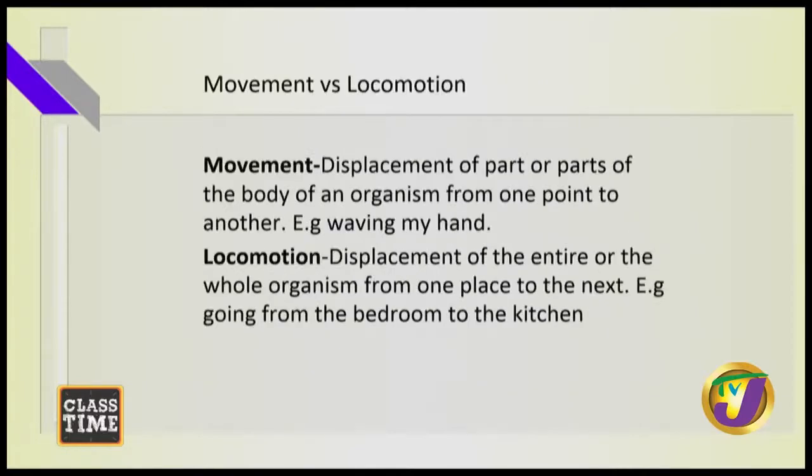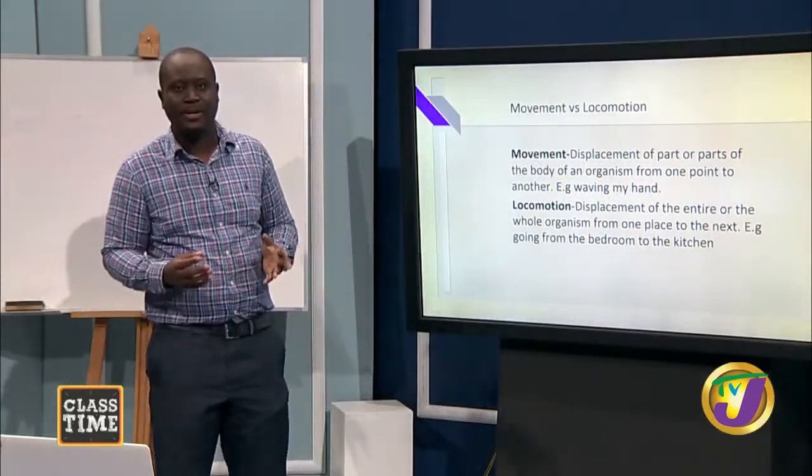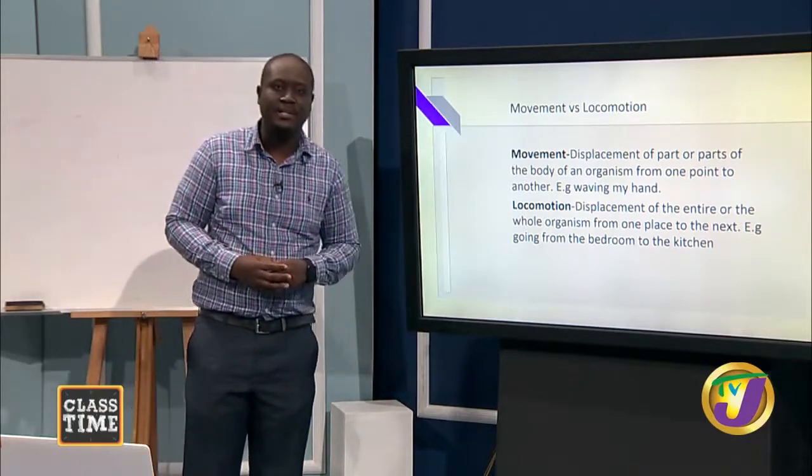So before we go into the lesson, we want to differentiate some terms that are used for this topic. The two terms that we want to distinguish are movement and locomotion. Now, what do we mean by movement? A movement is just a displacement of part of an organism, while the entire organism remains stationary.